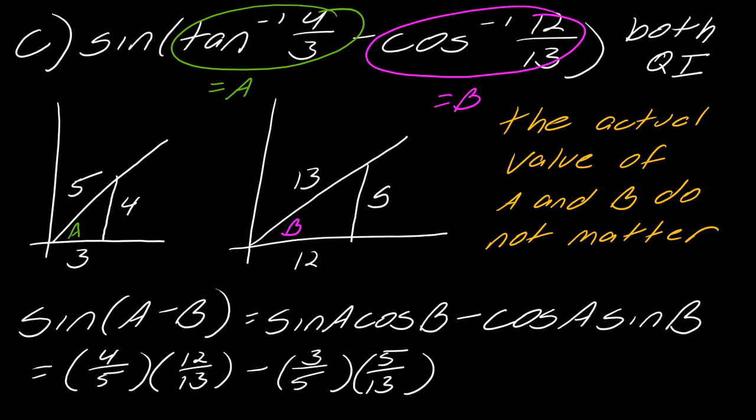Okay, so I go through and I just fill everything in. So sine of A is 4 over 5, cosine of B is 12 over 13, cosine of A is 3 over 5, and sine of B is 5 over 13. So if I go ahead and I just finish that, I get 33 over 65. So that would be how you'd approach that problem.